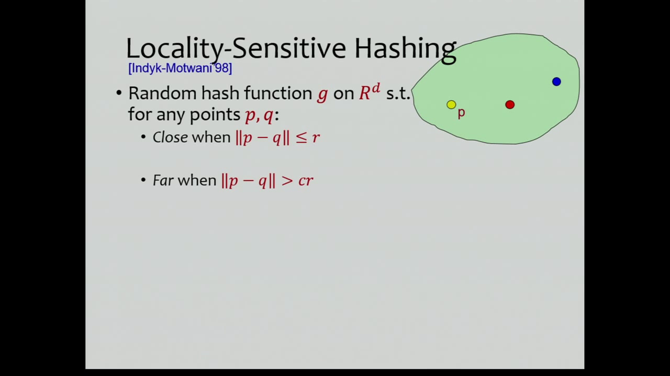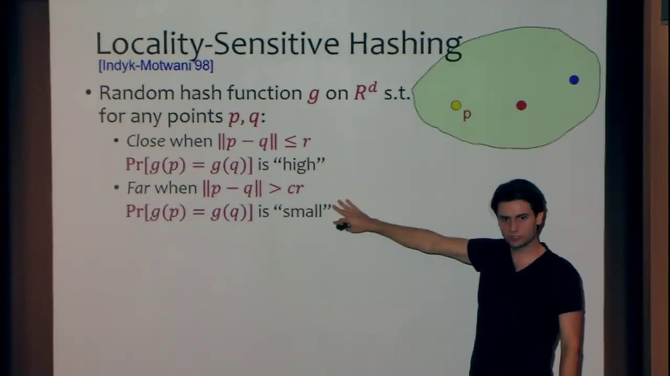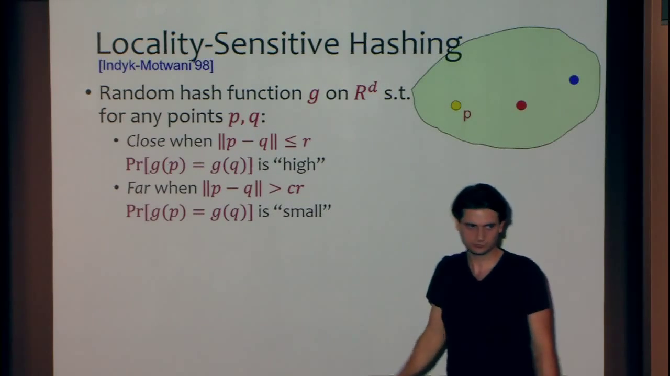And far is everybody else. This is kind of the false near neighbor, right? The points we do not want to report. And what do we want from this partitioning? We want the probability that points collide when they are close to be high, and the probability that they collide when the points are far to be small.